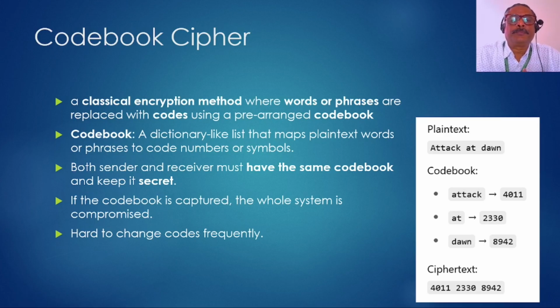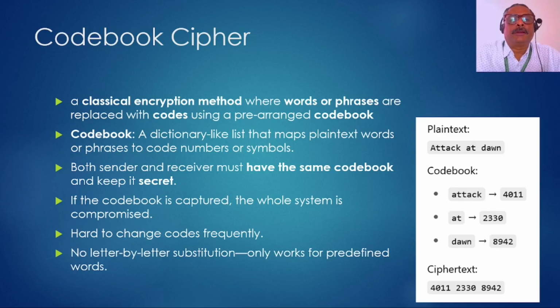and hence the chance of being compromised is more compared to the other one. But the advantage of this is that a whole phrase, maybe consisting of say 20 or 30 characters, can be brought down to just a 4-digit number. So that way compression is also possible through this codebook cipher. But that's the only positive thing. We have a lot of negative parts. If a codebook is lost, then the whole system goes down the drain, and we can't keep changing it quite often.